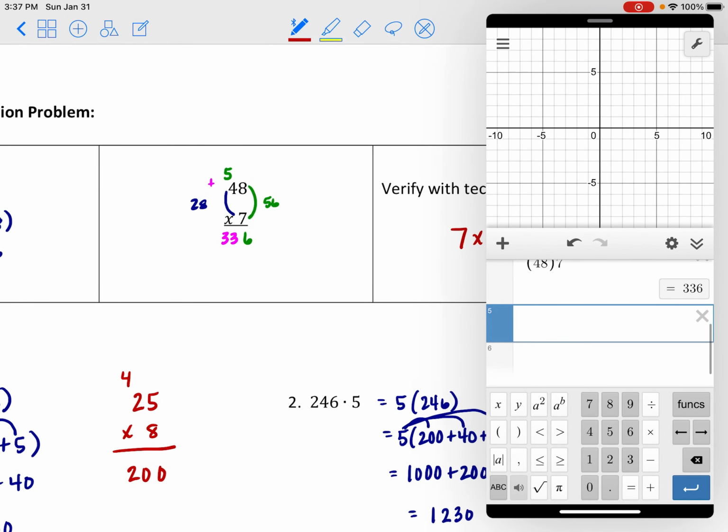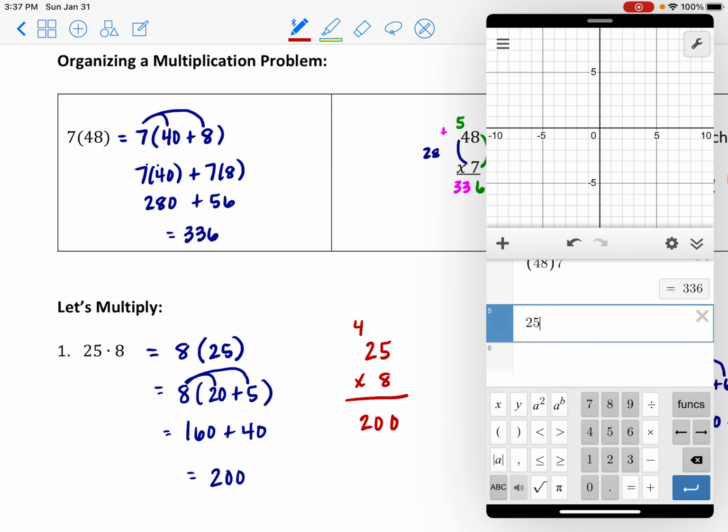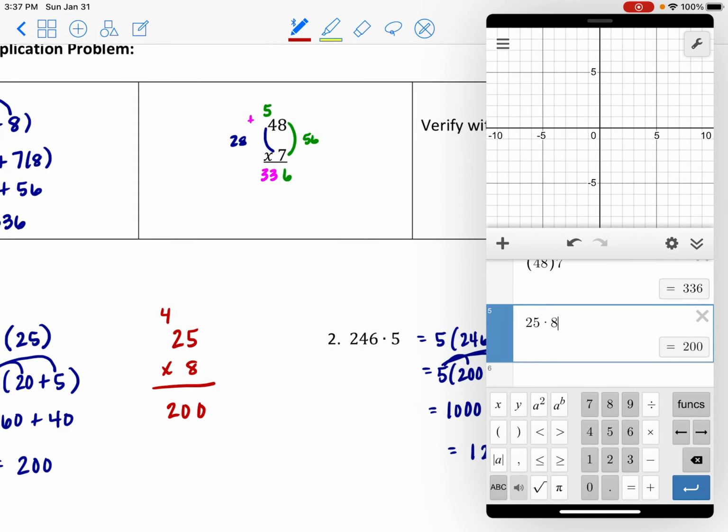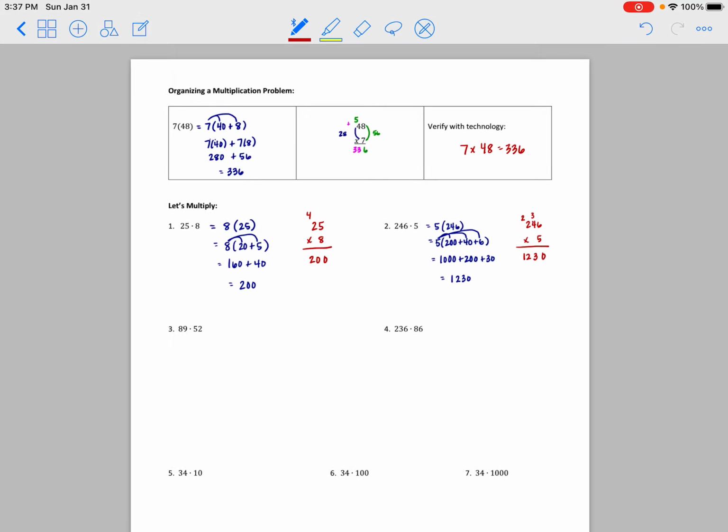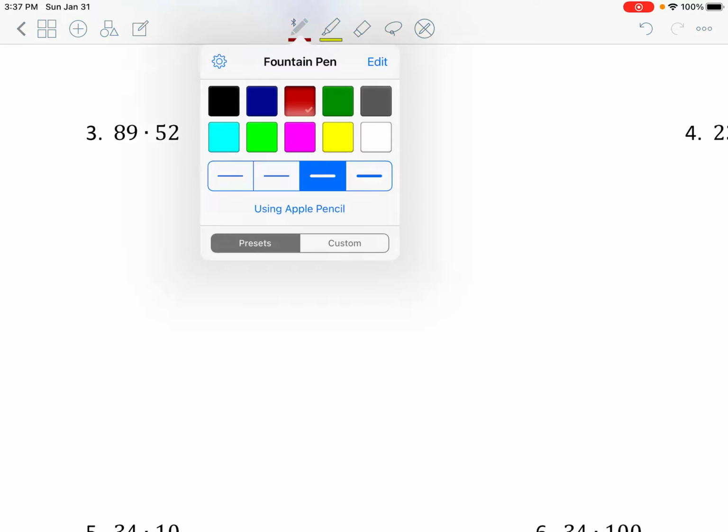I should have done this on both. Let's just confirm 25 times 8 is 200, and 246 times 5 is 1,230, okay? Moving right along. Now let's look at some two digits. It's a little harder to use the expanded form on this type, and so I would probably just use the traditional multiplication, although I'll show you the expanded form too if you want to see it that way.